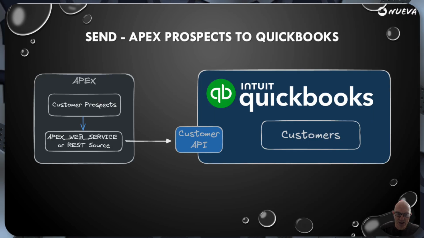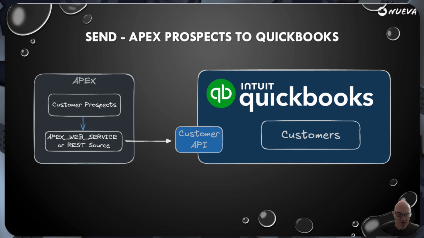So in this first use case, we're sending customer information to QuickBooks. So we have an Apex application that maintains prospects. And once that prospect starts buying product from us, we want to create them as a customer in QuickBooks so that we can invoice them.